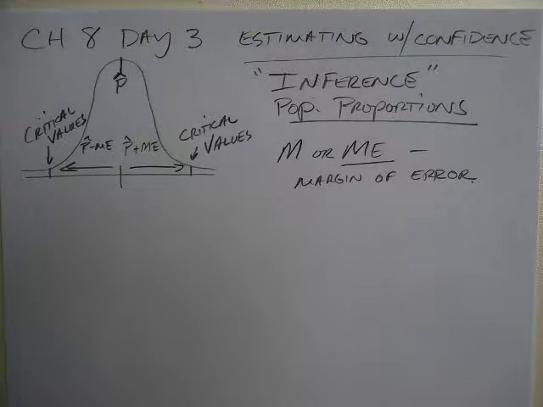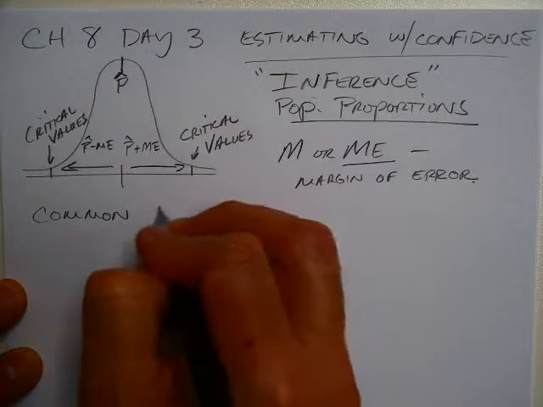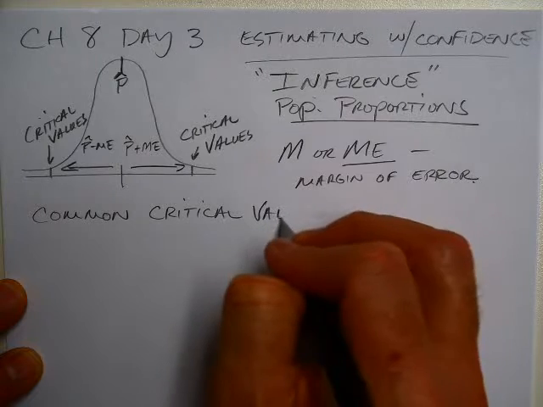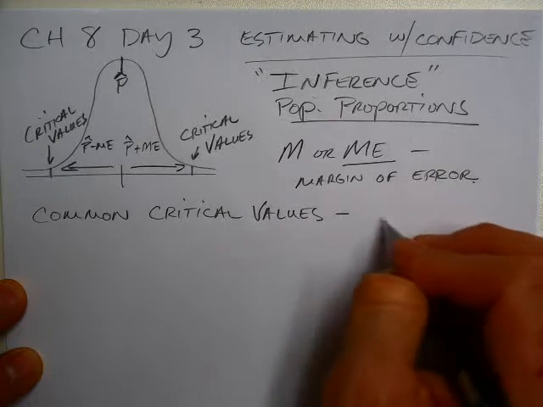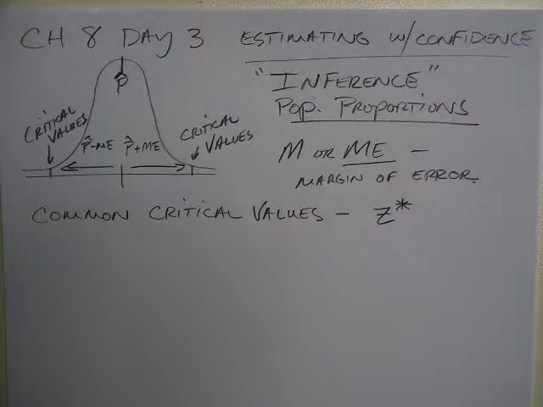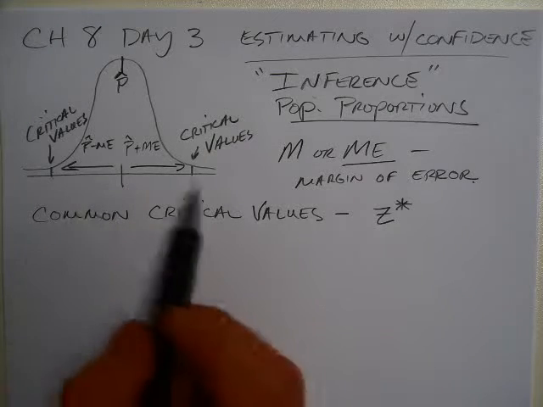M or ME. It's hard for me to draw an M now without making it look like mu, but it's margin of error. So, common critical values. These are our critical values. We use Z star, which is absolutely no different than Z except that it's a plus and a minus. Z star is your plus or minus Z score.